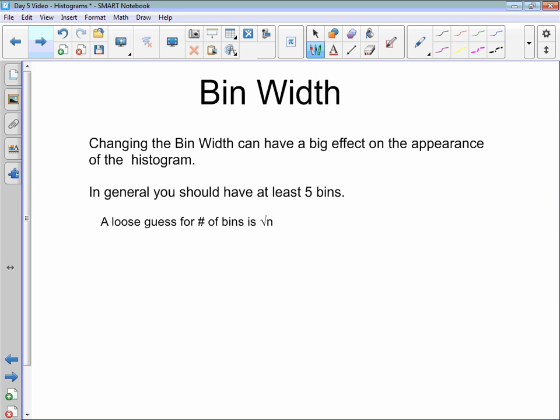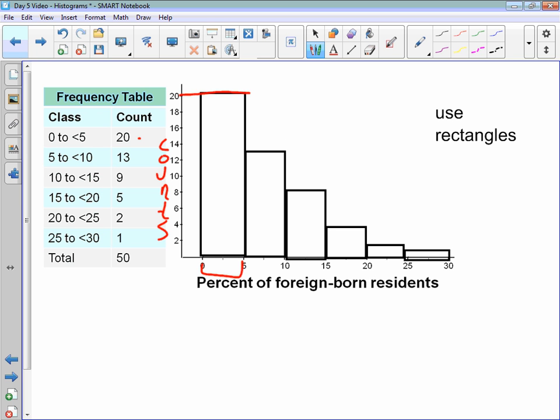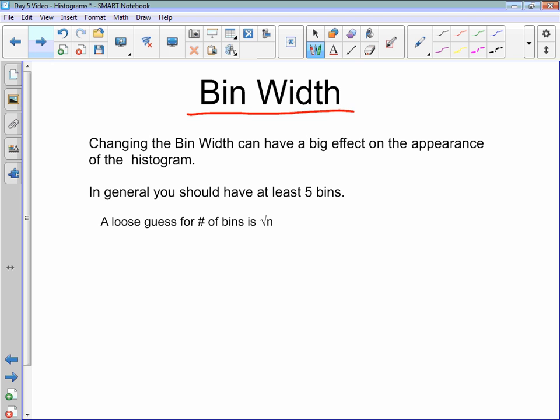First thing, when you make the histogram, is you've got to figure out bin width. What are the bins going to be? In this last one, we went 5 percentage points each time. You should always have at least 5 bins. And if you have a lot of data, then you can have more bins. A loose guess, which I've seen used before, is the square root of the number of data points, but with a minimum of 5. So if you had 104 data points, then you could have up to 12 bins.